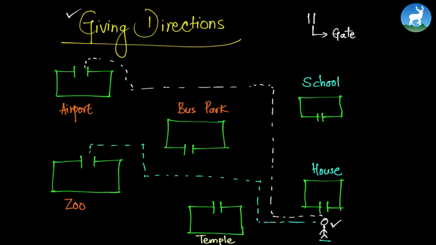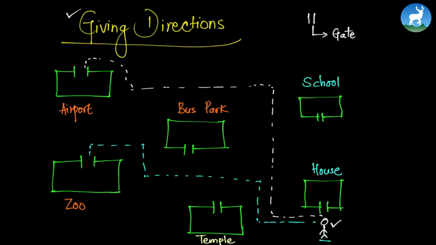Now let us assume you want to go from your house to the zoo. How would you go? So this is how you would go. Walk straight and take the first turning on your left. Walk up and take another turning on your right. Walk past the temple and take another turning. So here's another turning between the zoo and the bus park. From there, if you walk up and take another turning on your right and walk a bit ahead, you will find the gate of the zoo. So it is like this, right?